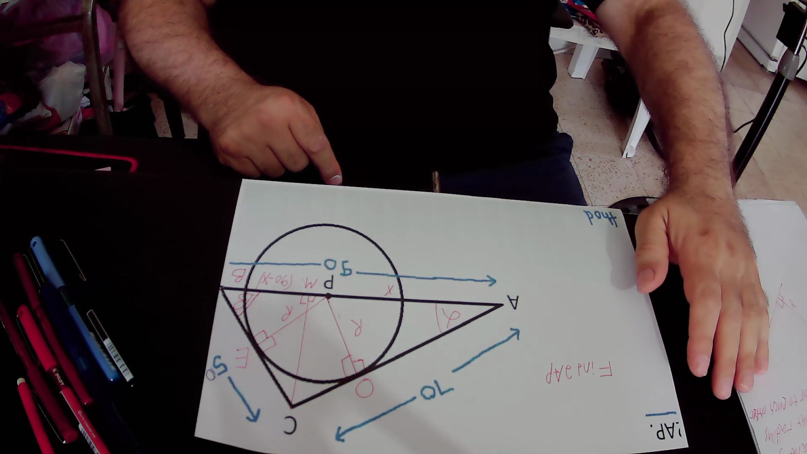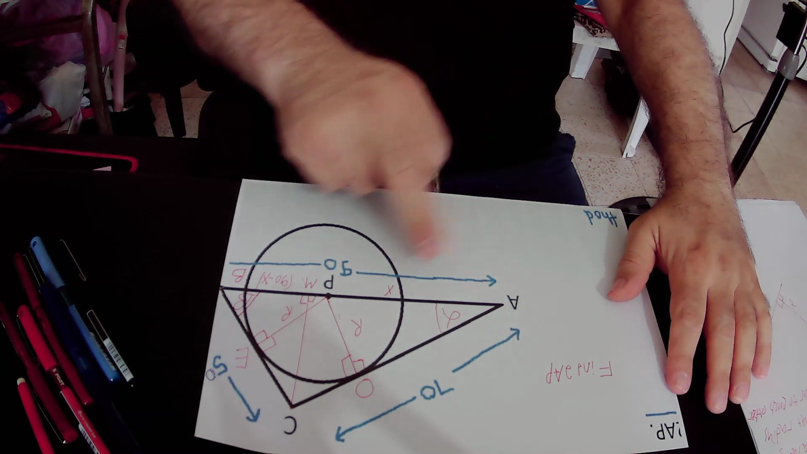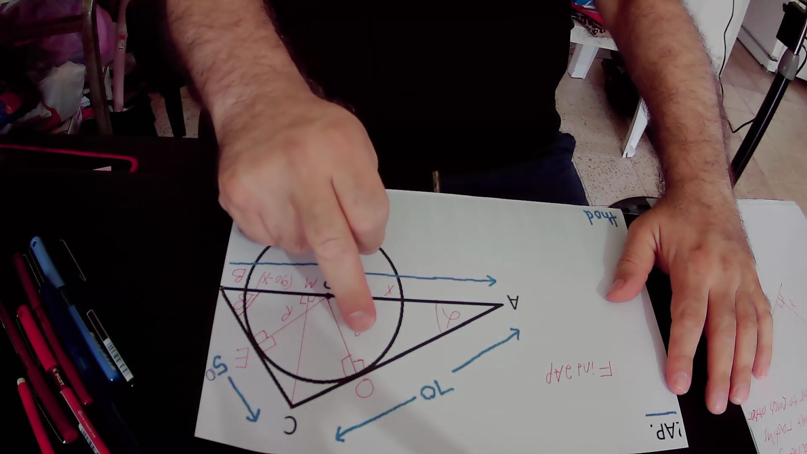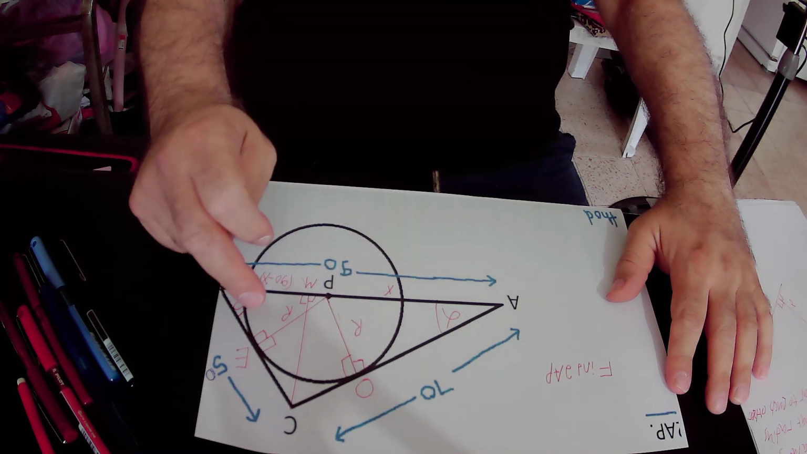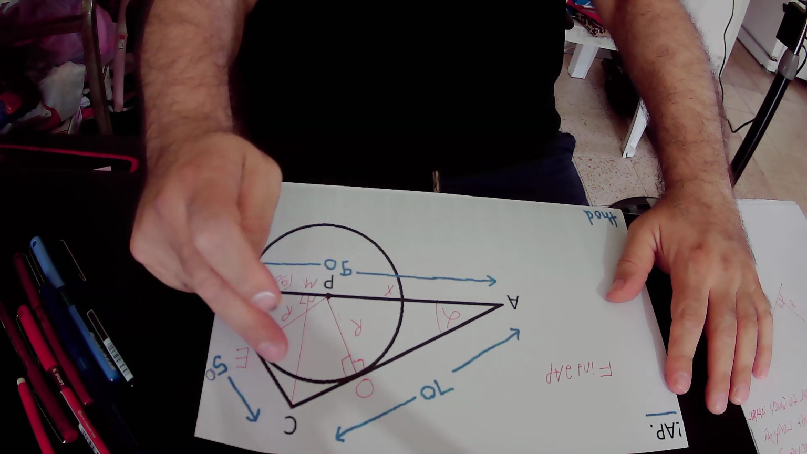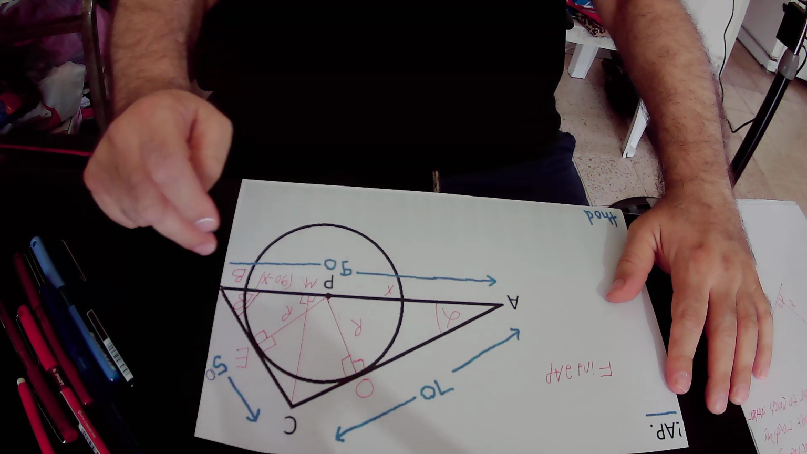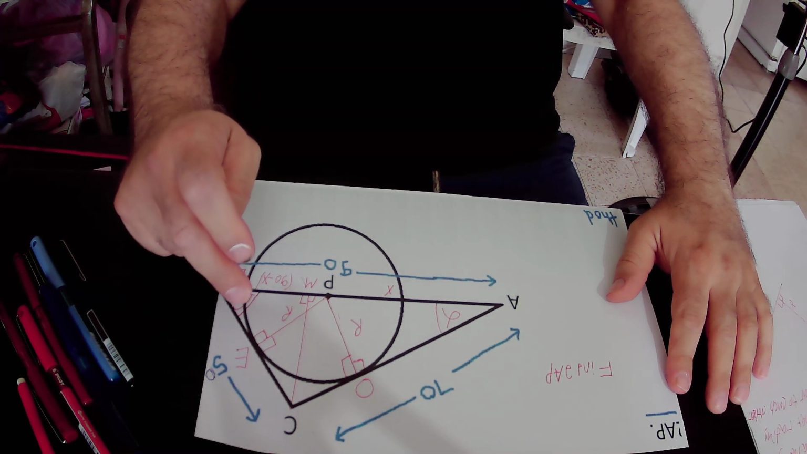and side AC of the triangle is tangent to the circle at point O, and the side CB of the triangle is tangent to the circle at point E.